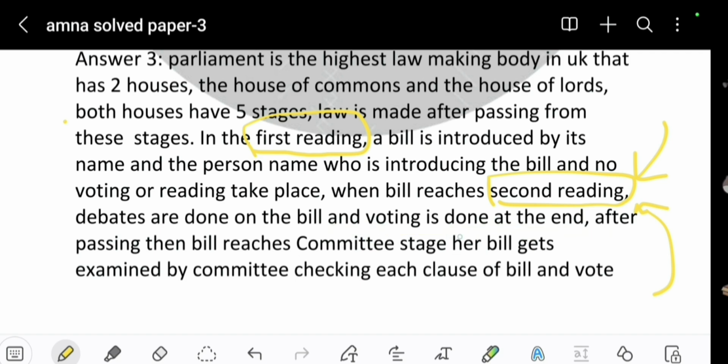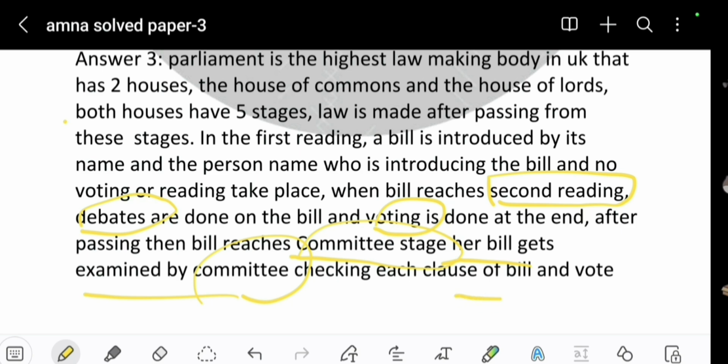So when the bill got introduced in the first reading, it goes to the second reading, and in the second reading, debates and voting are done on the bill. After crossing the second stage, the bill reaches the committee stage. In the committee stage, the bill gets examined by the committee, where a few people sit and check all the different clauses and points mentioned in the bill. So this is done in the committee stage.